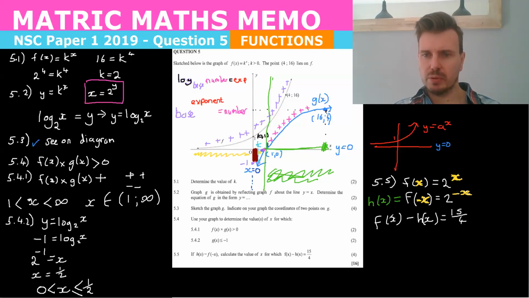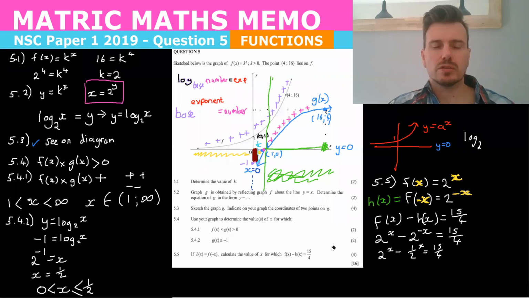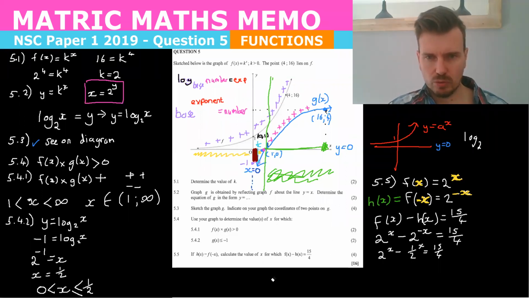15/4? So we know what f of x is, so we're going to substitute that in. So that's 2 to the x. And we know h of x is 2 to the minus x. And that's equal to 15/4. So now what we have is 2 to the x and a half to the x. Now the problem here is that we don't have the same basis. So there's nothing we can do with these x's.